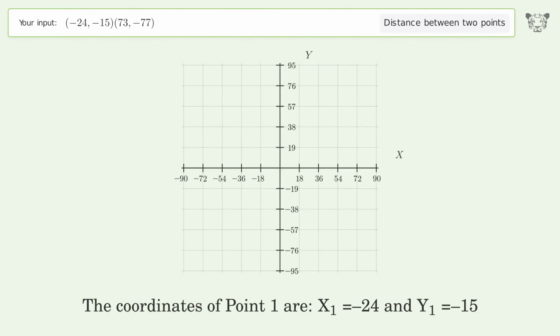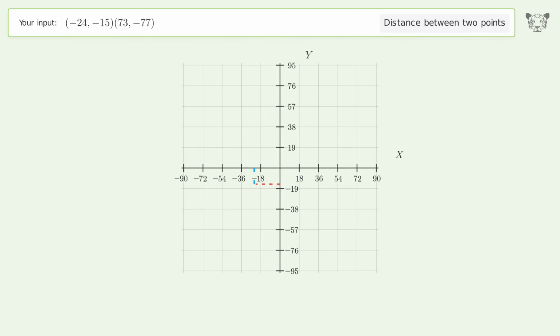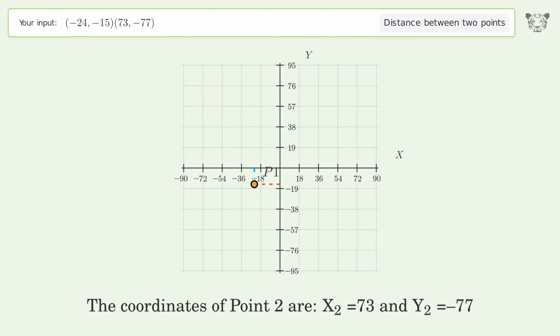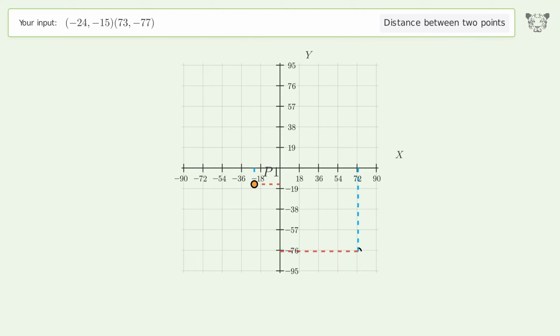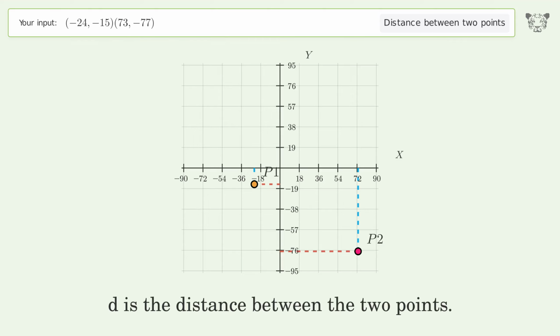The coordinates of point 1 are, x1 equals -24 and y1 equals -15. The coordinates of point 2 are, x2 equals 73 and y2 equals -77. D is the distance between the 2 points.